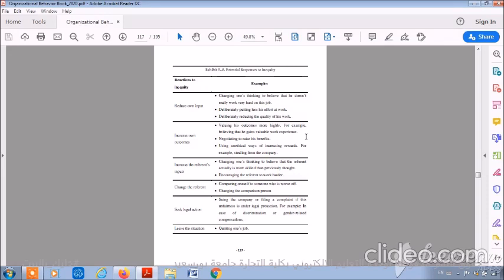He tries to increase the referent's inputs in order to convince himself that the situation is fair. Changing one's thinking to believe that the referent actually is more skilled than previously thought, or encouraging the referent to work harder.